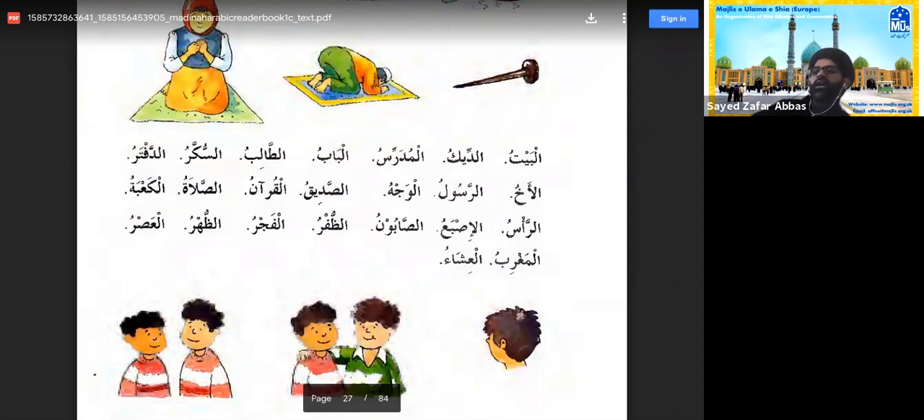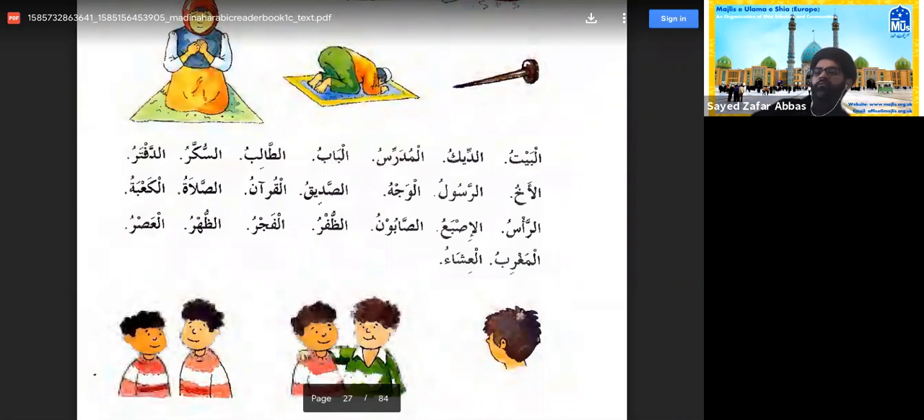So we have al-Bayt, ad-Dik, al-Mudarris, al-Bab, at-Talib, as-Sukkar, ad-Daftar, al-Akh, ar-Rasul, al-Wajh, as-Siddiq, al-Quran, as-Salat, al-Kaaba, ar-Ra's, al-Isba', as-Sabun, az-Zufr, al-Fajr, adh-Dhuhr, al-Asr, al-Maghrib, al-Isha.